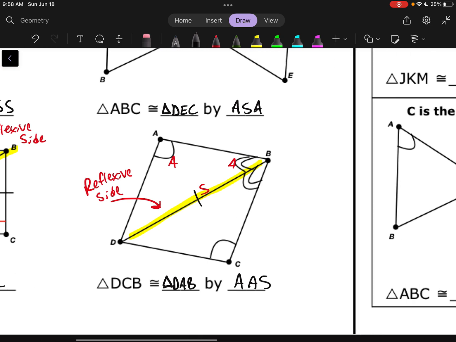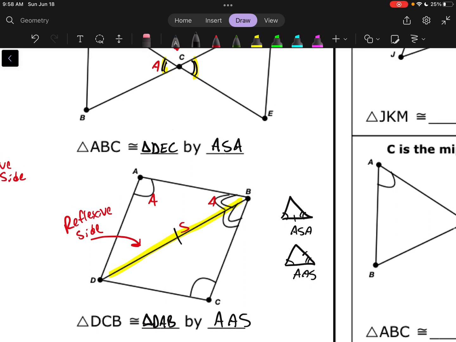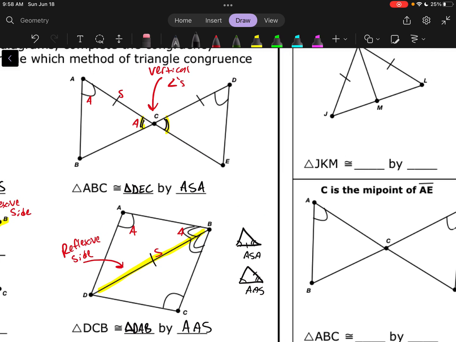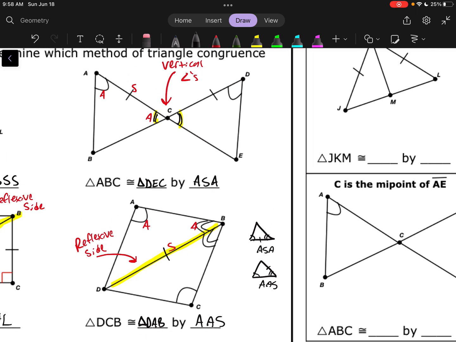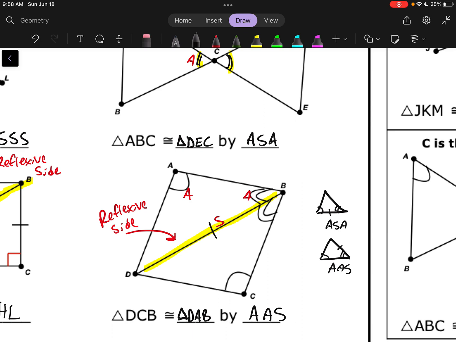Now, just one more time, it's important to remember the difference between angle, side, angle, and angle, side. Remember, it's the difference between where the side is. We can see it really clearly in these two that we just did. The top one, we have the side in between the two angles. The bottom one, the side is outside the two angles. So that's the difference between angle, side, angle, and angle, side.